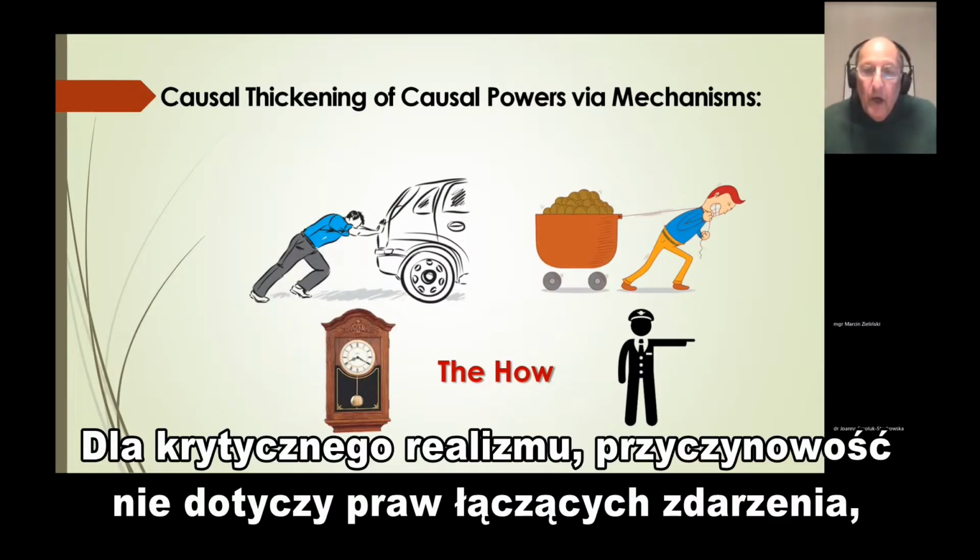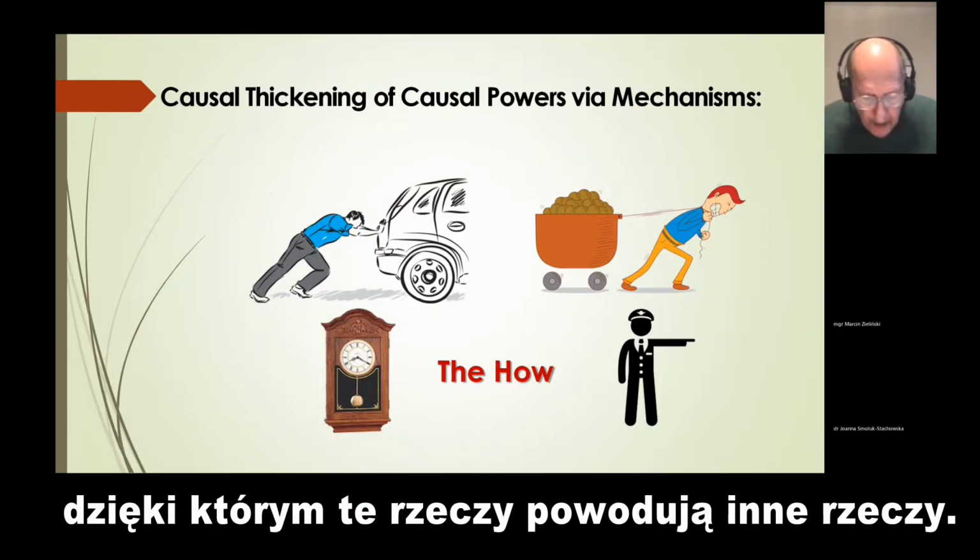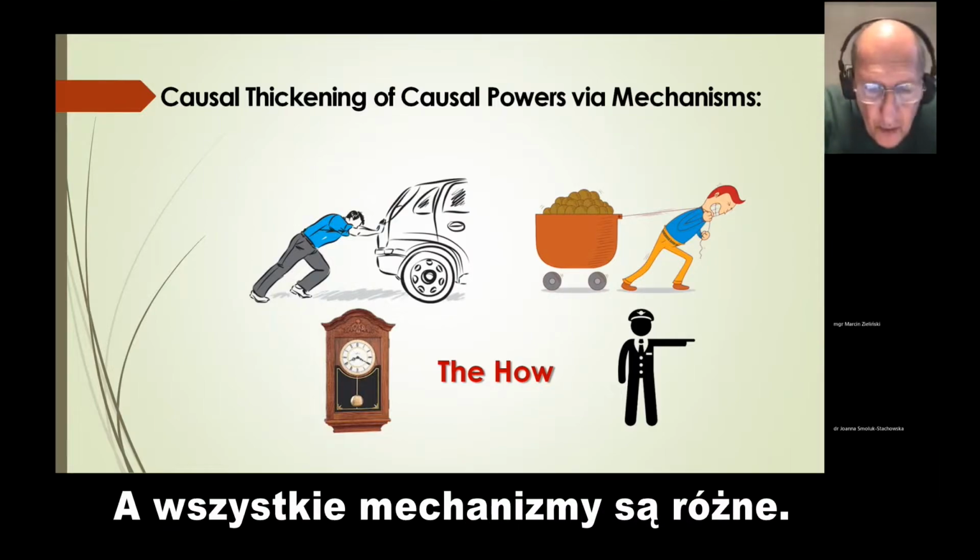For critical realism, causality is not about laws connecting events, that's actualism, but about the causal powers of things and the mechanisms through which those things cause other things to happen. And the mechanisms are all different. Pushing is different from pulling or telling time or ordering.